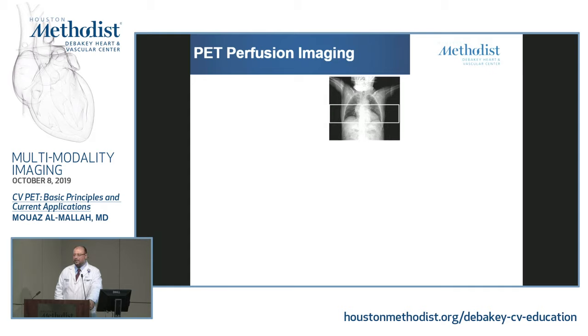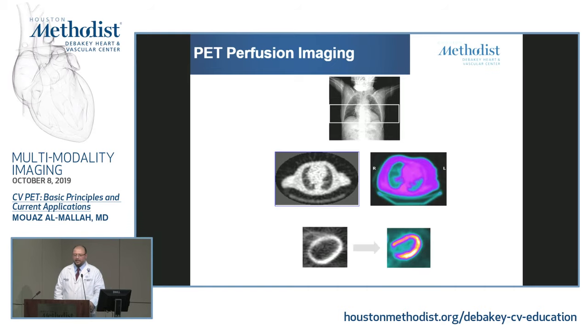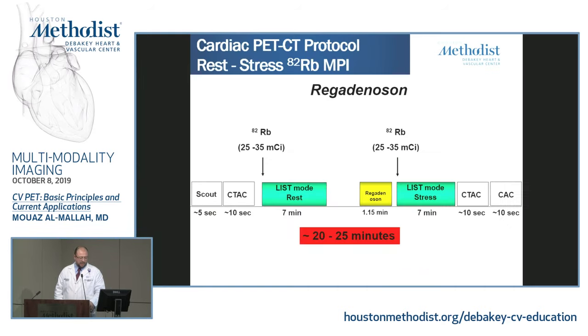So what we are doing is we're trying to localize the heart. We get what we call a transmission scan, which is the CT for attenuation correction, and then finally we get our imaging. So how do we do it? We'll just walk you through. This is a typical protocol for regadenoson. We start with a scout, which takes about 1 to 2 seconds. Then we do CT attenuation correction, and we cover this much. Our DLP is very small.